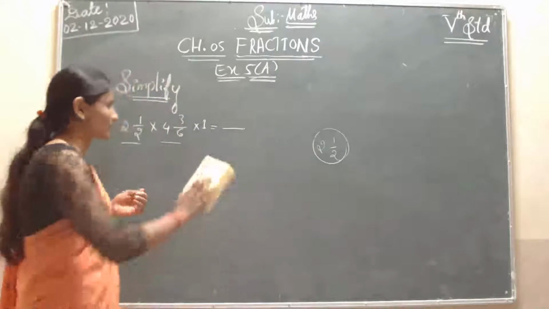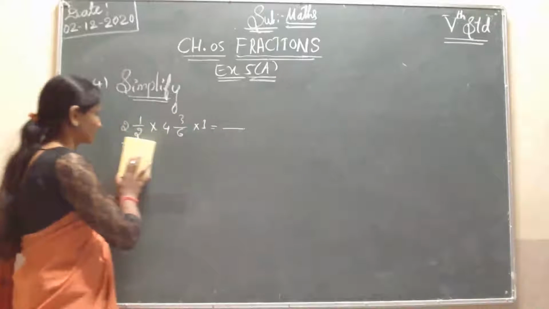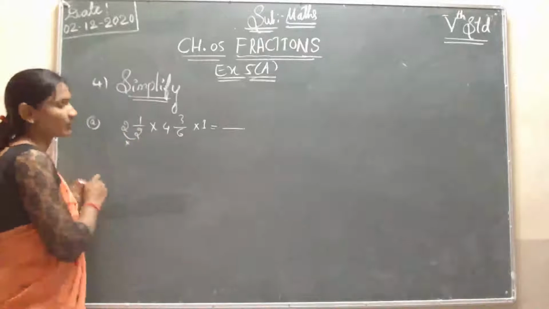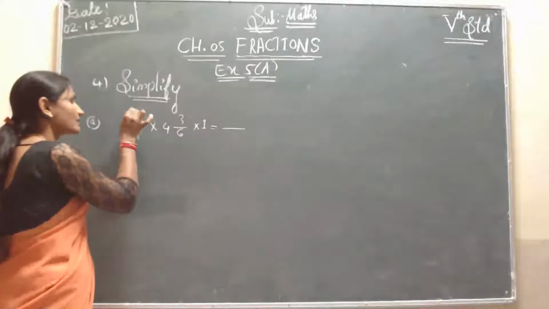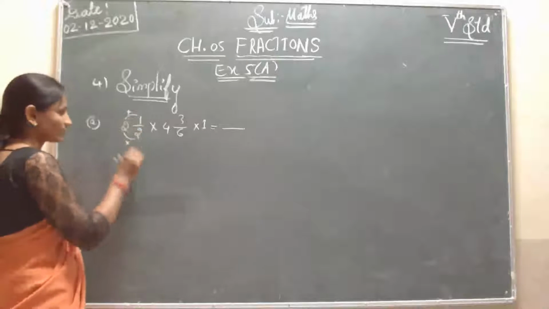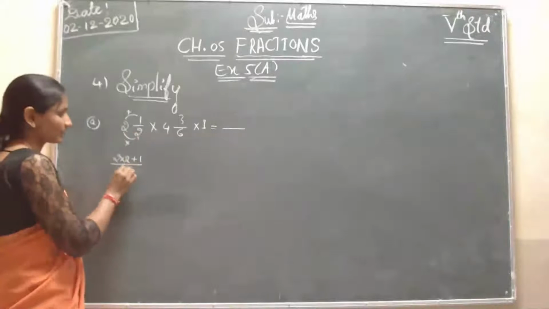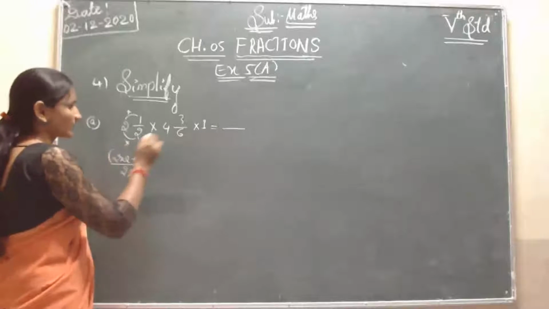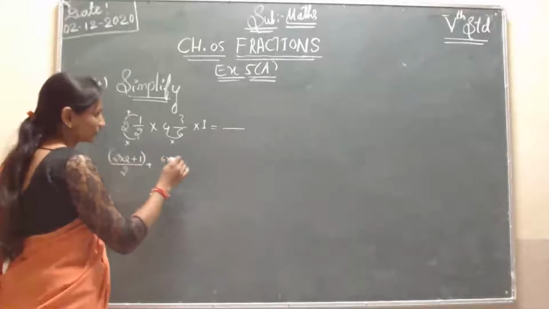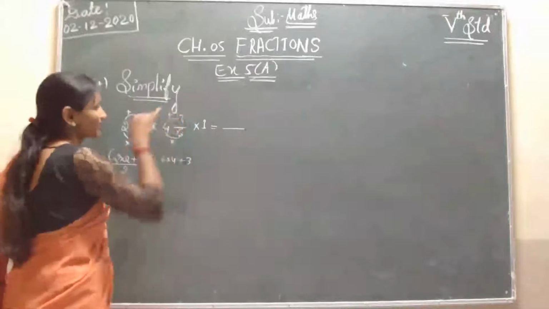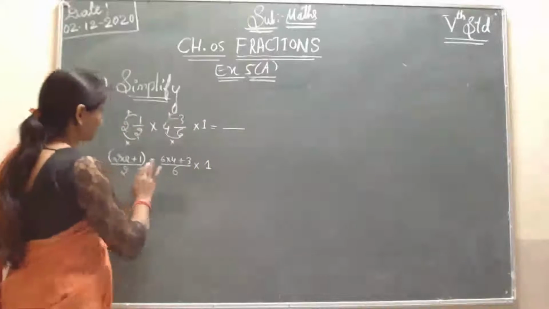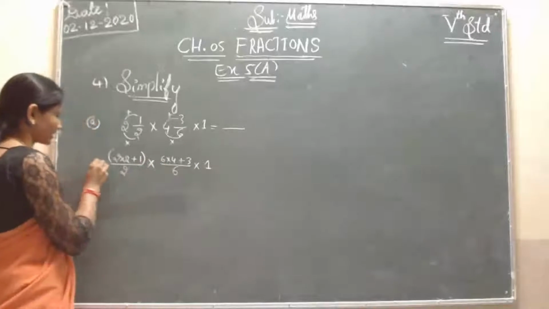How, students? First I will show you the short method. The first step: multiply the two numbers, and add to that answer. That is the rule. So 2 into 2, plus 1, with denominator 2. Here, 6 into 4 plus 3, with denominator 6, into 1.